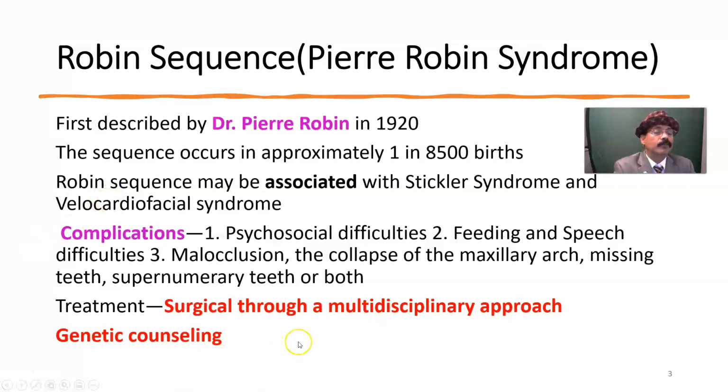Complications: psychosocial difficulties because the appearance will be different, as the mandible will be small. Feeding and speech difficulty; we need a special milk bottle for feeding the baby. Malocclusion, collapse of the maxillary arch because the maxillary arch is not supported by the mandibular arch. The mandible is small. Missing teeth, supernumerary teeth, or both.